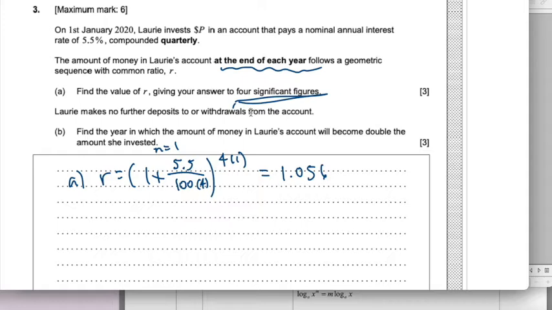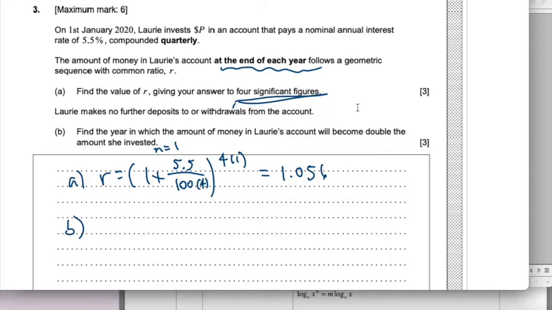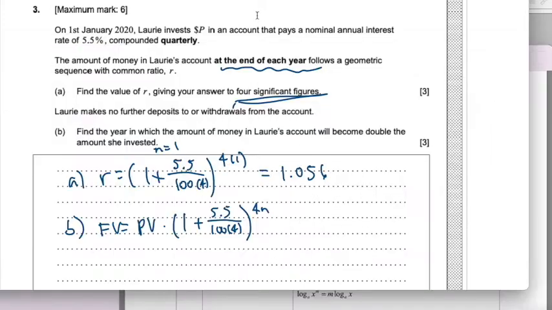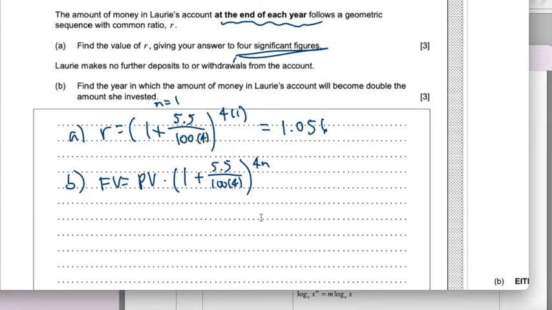It's doubling up. All right, so part B, this time I'm just going to write this formula down. FV equals PV times 1 plus... I'm going to use the previous number 5.5 instead of R, just to not make that confusing again. And the difference here is we're looking for the number of years, so it's 4n. So it should be like this.